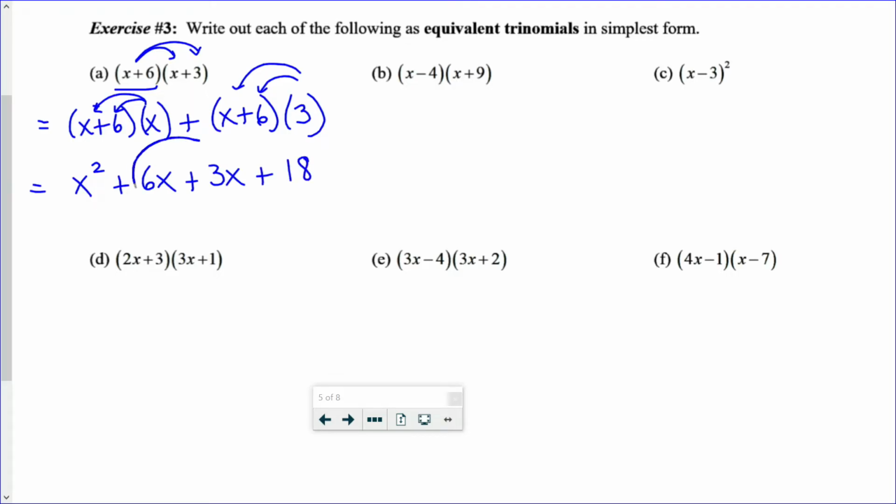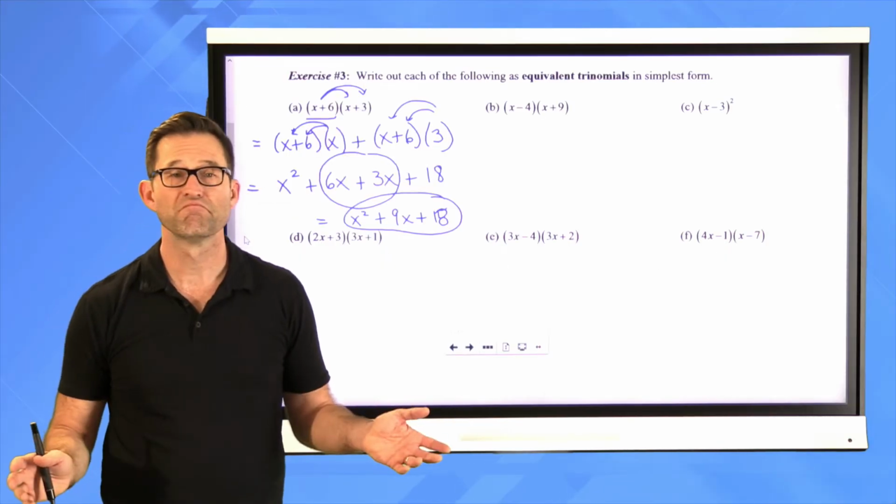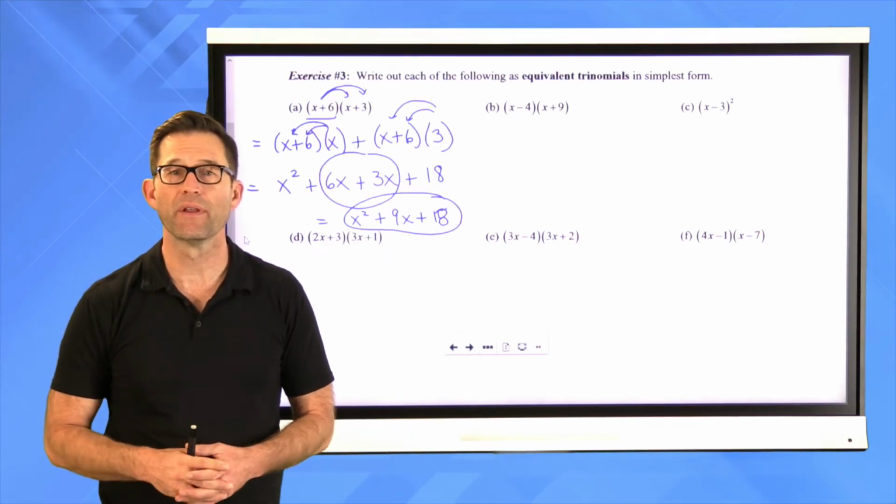And what will always happen in these problems is that the middle two terms will be like terms. 6x plus 3x is 9x. Whoops, and I almost wrote 15, where in fact it's 18. So I get x squared plus 9x plus 18. That's it, right? Simple enough.